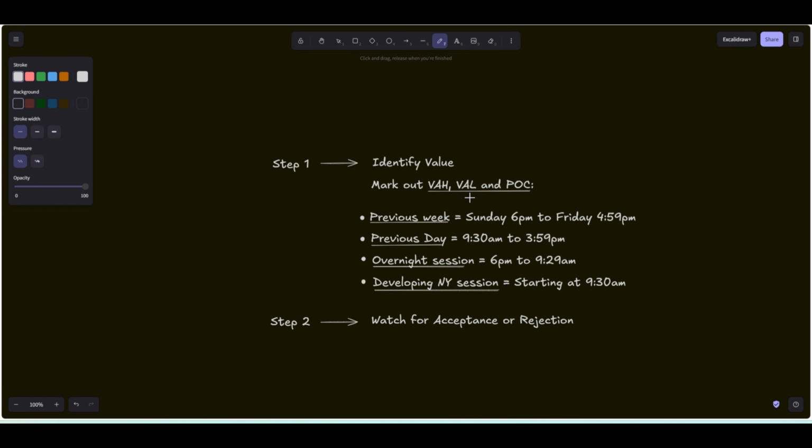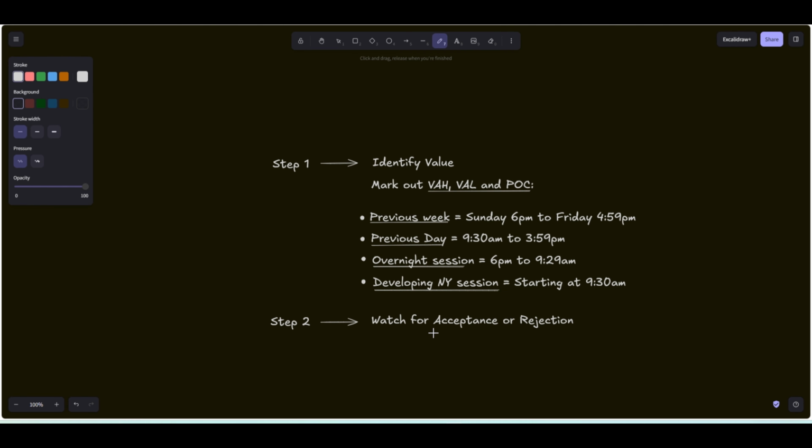Here's a simple framework you can start using immediately. Step 1: Mark out the value area high, value area low, and POC of previous week, previous day, overnight, and developing New York session volume profiles. Ask yourself, how have the value areas moved? How are the POCs moving? This will help you determine if higher or lower prices are being accepted. For example, if the current New York session value area is holding above previous day's value area, this is a sign higher prices are being accepted.